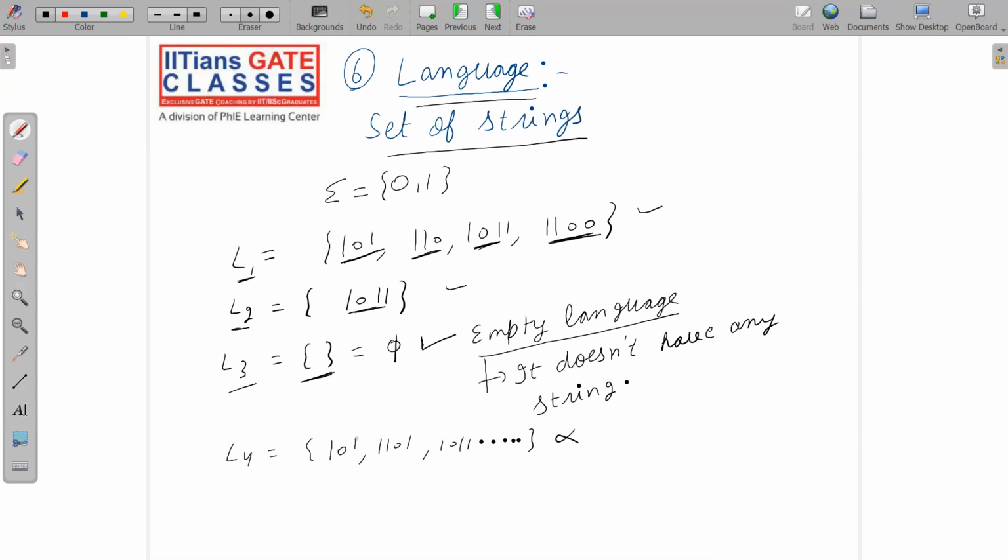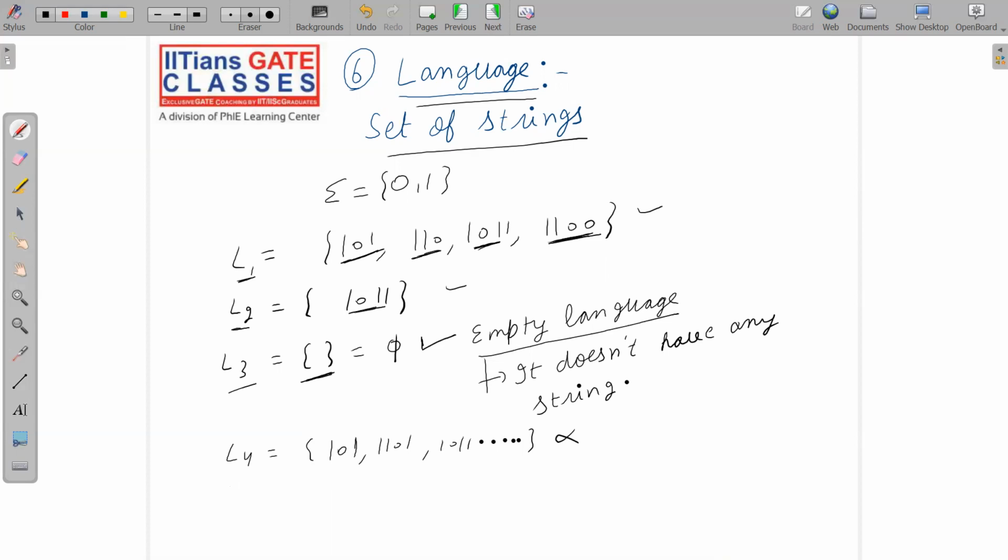I think you already know, we cannot represent infinite sets in listed form. Similarly, here also we cannot represent languages, infinite languages, in listed form. So we have to use set builder format or statement format and so on.